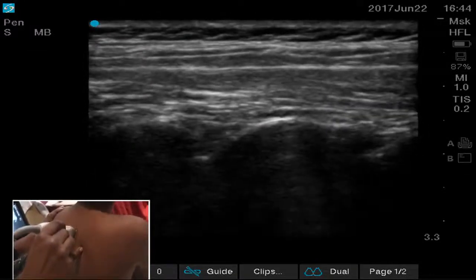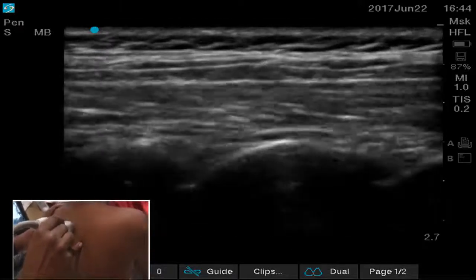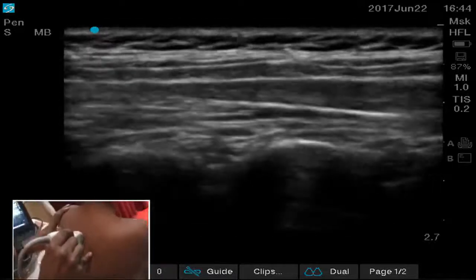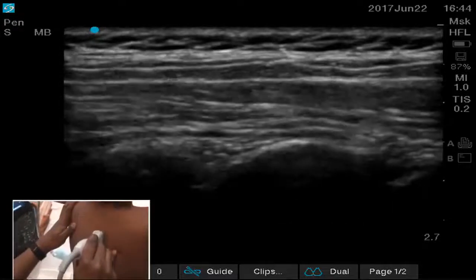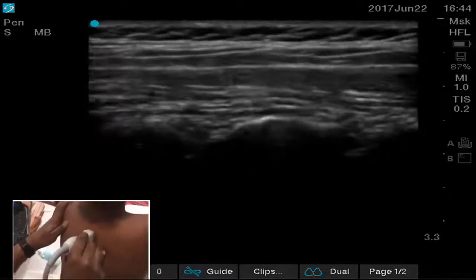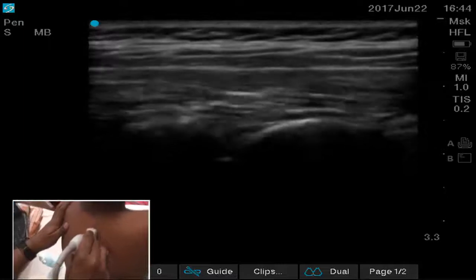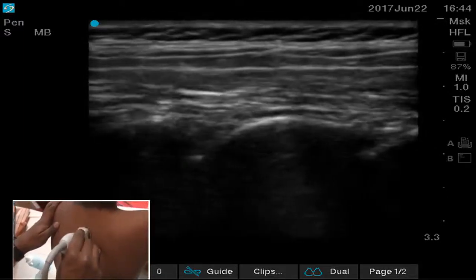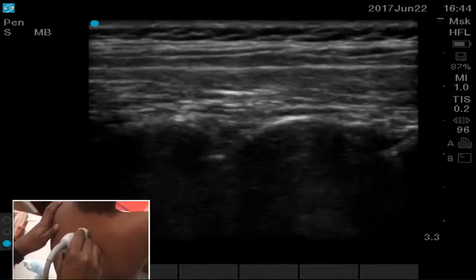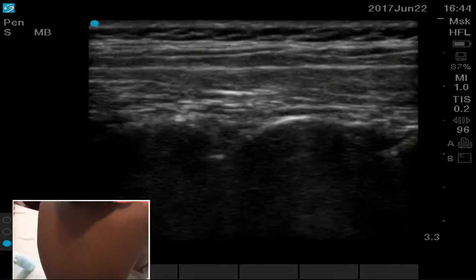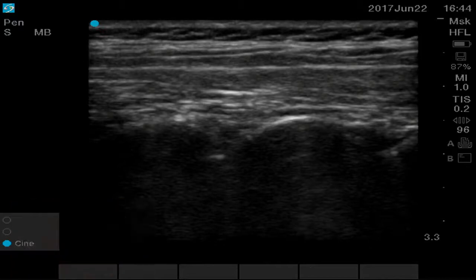Reduce the depth. Increase the depth. Increase the far gain. Increase it. So this is not very clear, but you can appreciate two things.